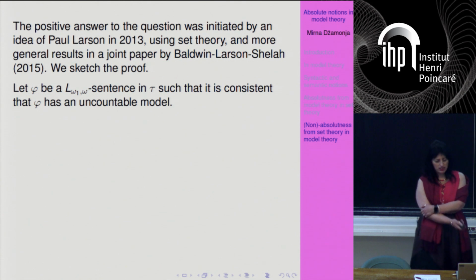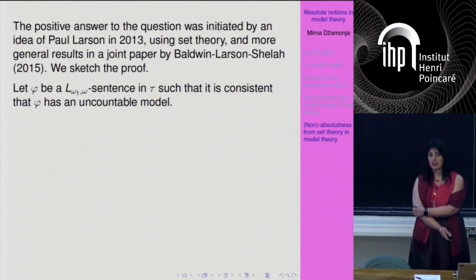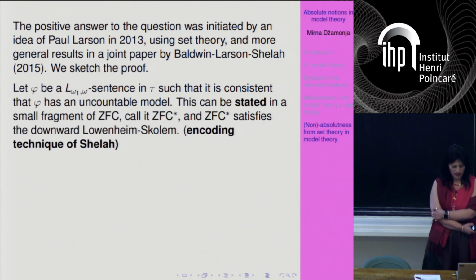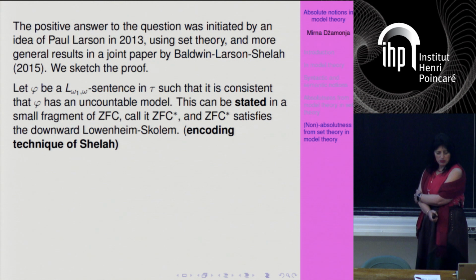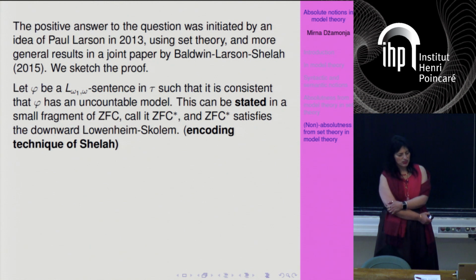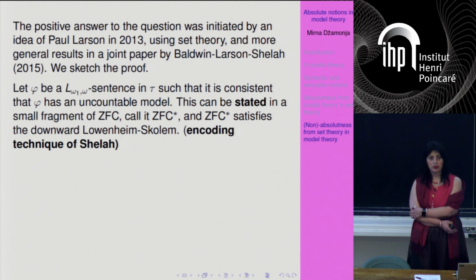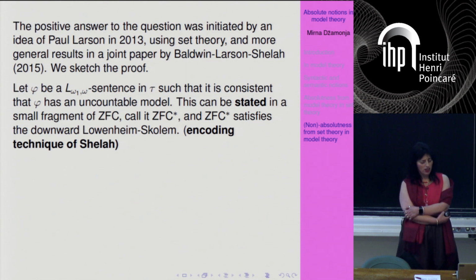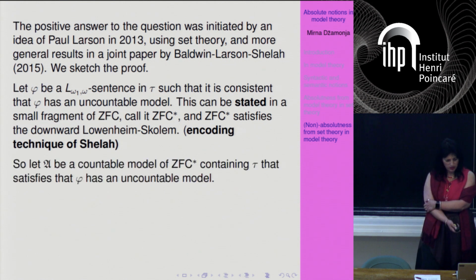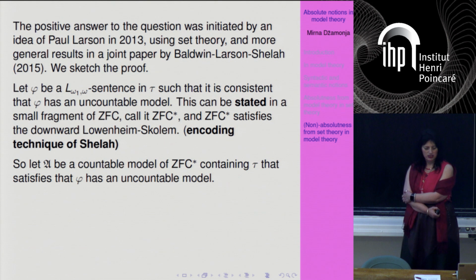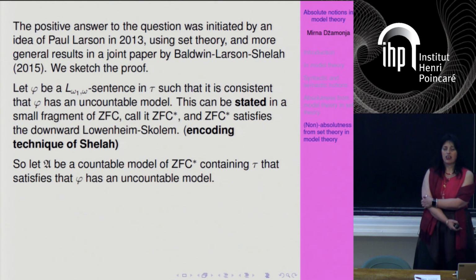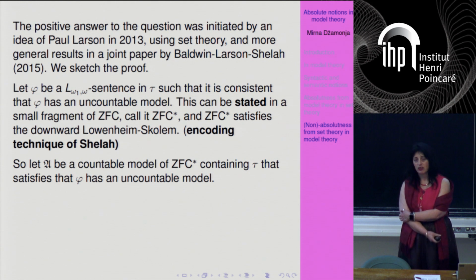Let us take a sentence in L omega 1 omega for which it is consistent that it has an uncountable model. So we know that somewhere in some universe of set theory it has an uncountable model. Now there is an encoding technique of Shelah which helps us state this in a small fragment of ZFC with parameters. Let us call it ZFC star. And this satisfies the downward Löwenheim–Skolem theorem, so we can find countable models of this which contain our language and satisfy that our sentence has an uncountable model.